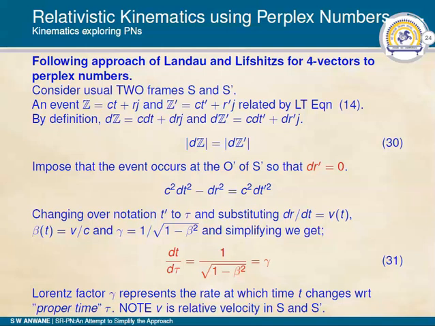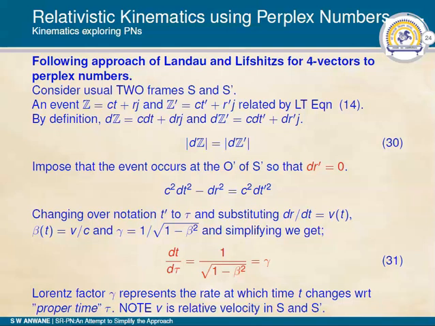Now the infinitesimal variation over the 2 events, which is separated by an infinitesimal distance dr and infinitesimal non-zero time interval dt, can be represented by definition as dz equal to c dt plus dr times j. Similar is for observer in S dash. The magnitude of the perplex number dz and dz dash has to be identical. That is claimed by equation number 30.